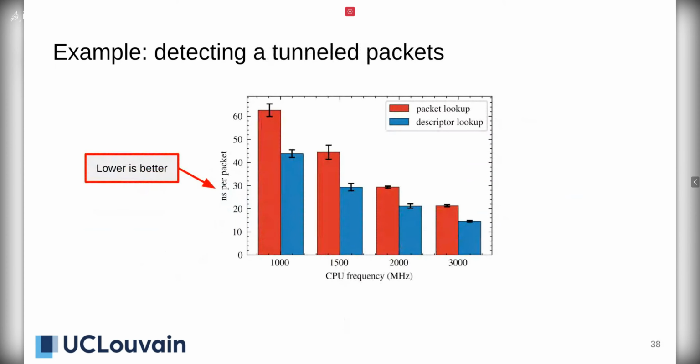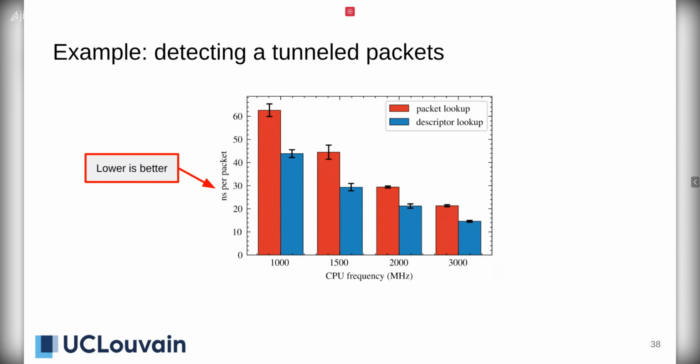And so we actually tried this experiment. We have two applications, which both try to find if a packet has been tunneled, so encapsulated or not. On the red side, we have a packet lookup. So this is the software variant. And on the blue side, we have the hardware version. In this version, you just look up the descriptor to see if the packet has been tunneled or not.